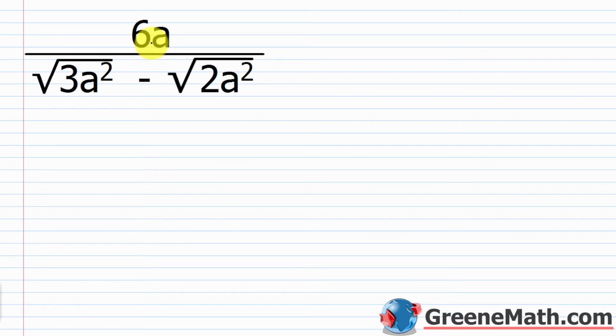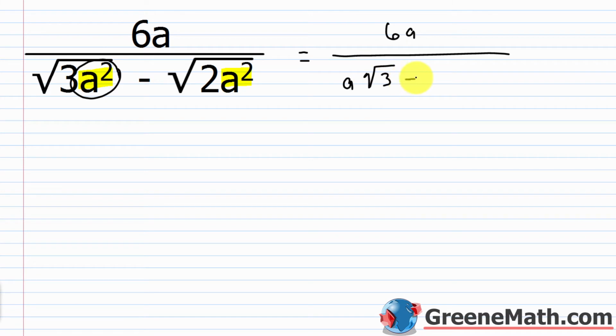So suppose we see 6a over the square root of 3a squared minus the square root of 2a squared. Again, if you see stuff you can simplify, go ahead and do so. So we would have 6a over, if I just pulled this out, remember the square root of a squared is just a. So we would have a times the square root of 3 minus, same thing here, square root of a squared is a, so a times the square root of 2.